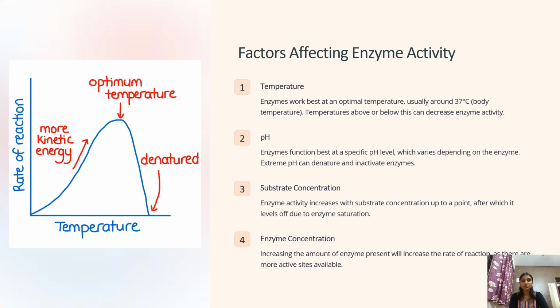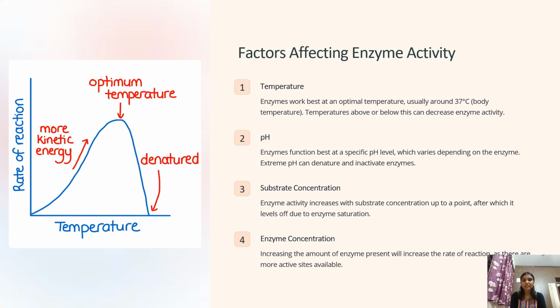Now let us look into the factors that are affecting the enzymic activity, which are temperature, potential of hydrogen, substrate concentration, and enzymic concentration. Temperature: enzymes work at best usually around 37 degrees Celsius, that is our body temperature, and temperatures above or below this can decrease the enzymic activity.